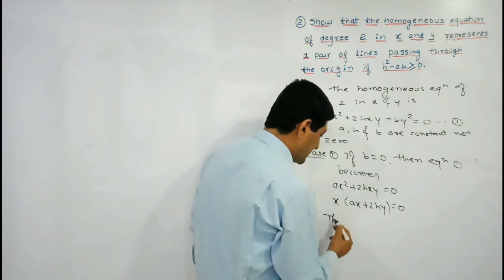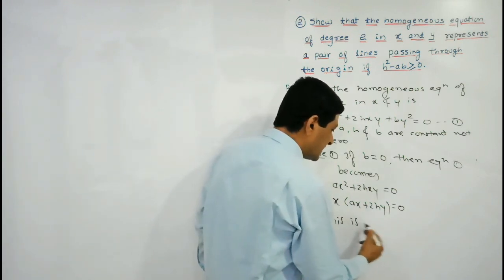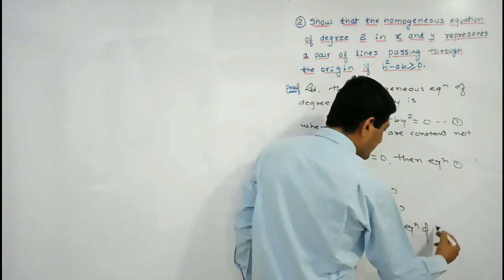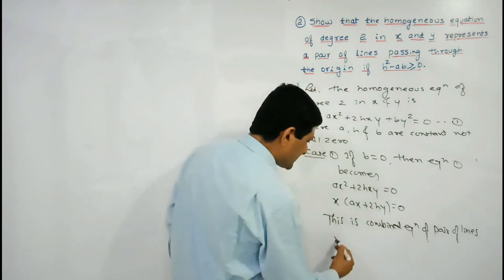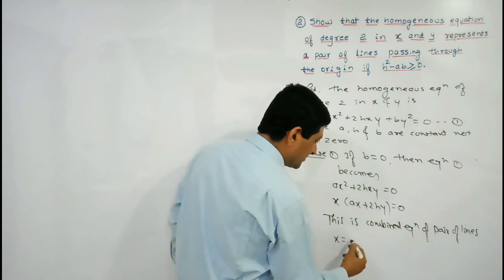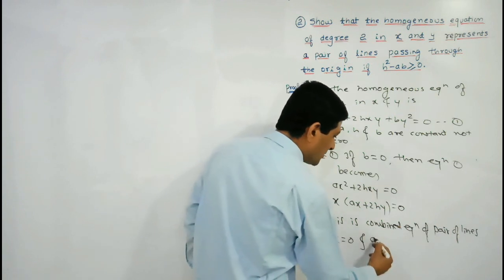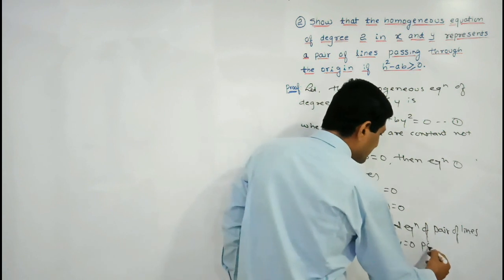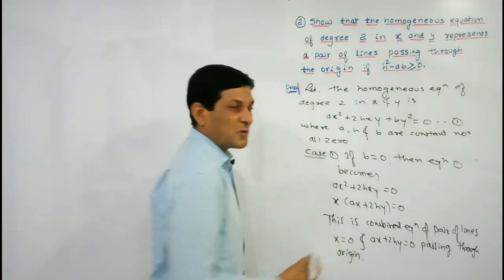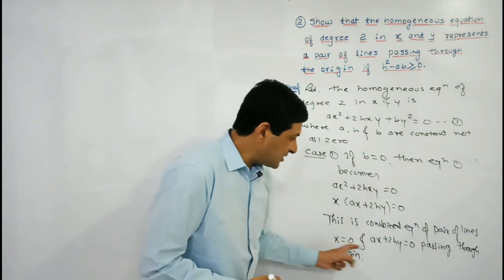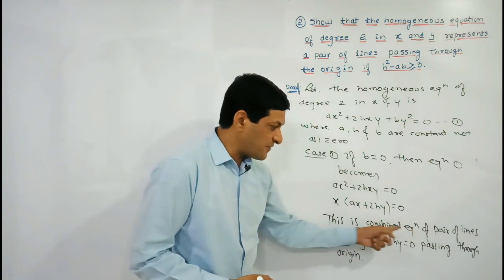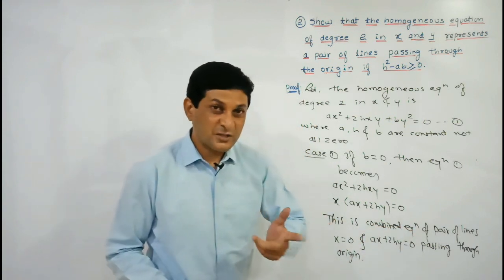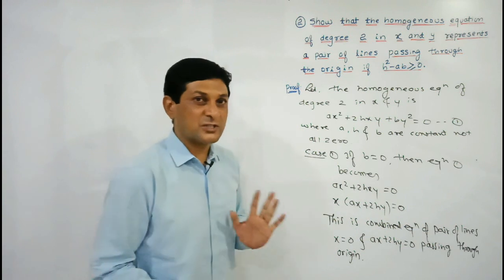So that's why we can say that this is the combined equation of a pair of lines. The first line is x is equal to 0, and the second line is ax plus 2hy is equal to 0, passing through the origin. Hope you have got it. Here again, if you are taking the multiplication of these two equations, means if you are finding their combined equation, by taking multiplication of the equations of two lines.